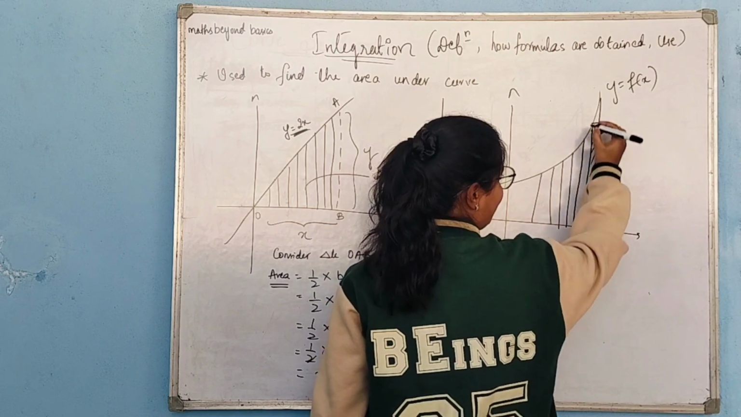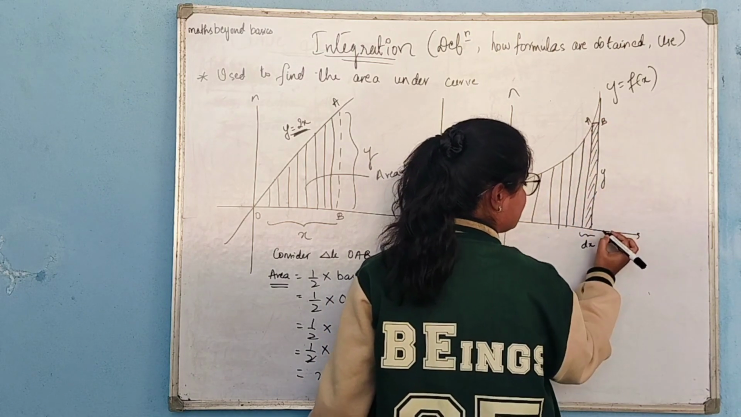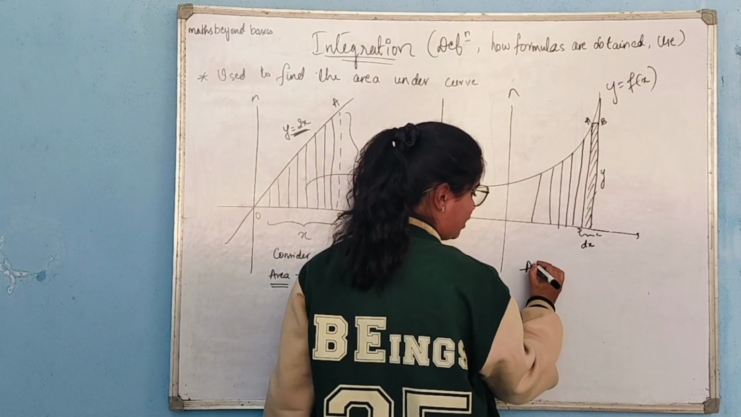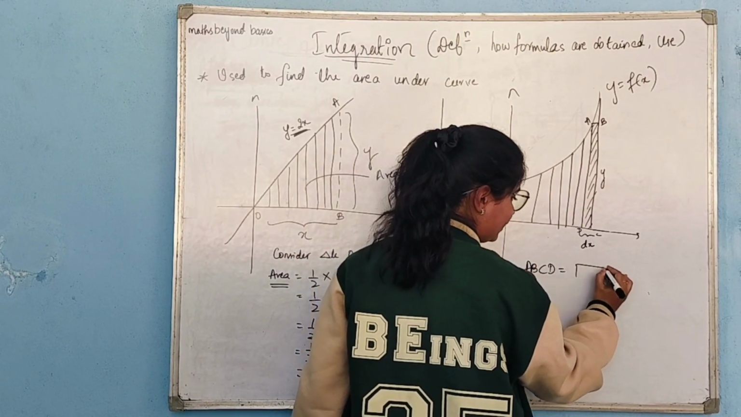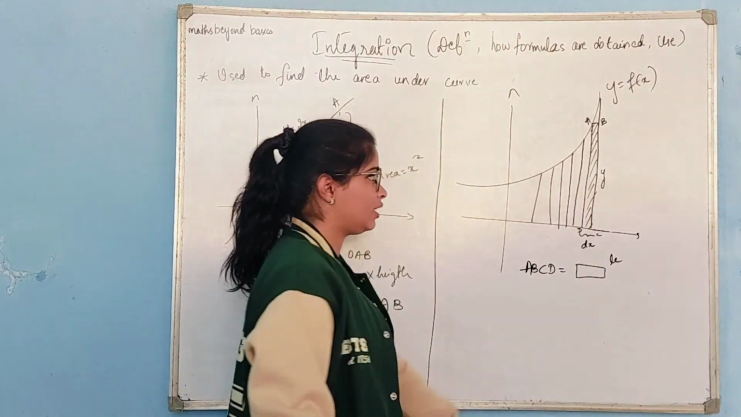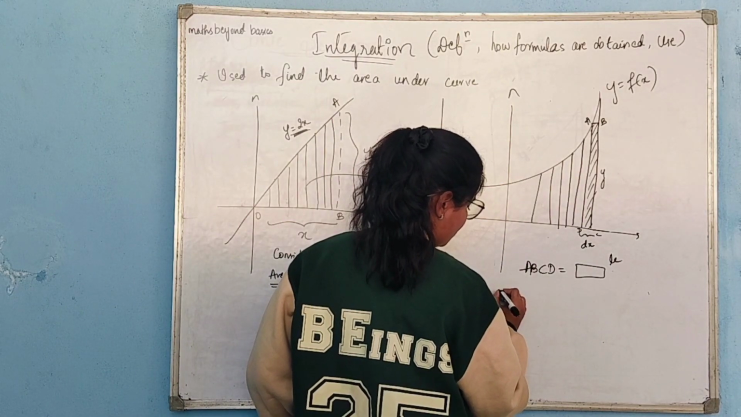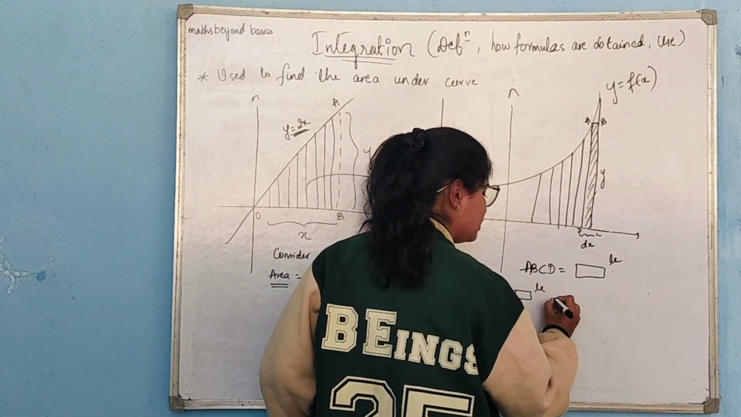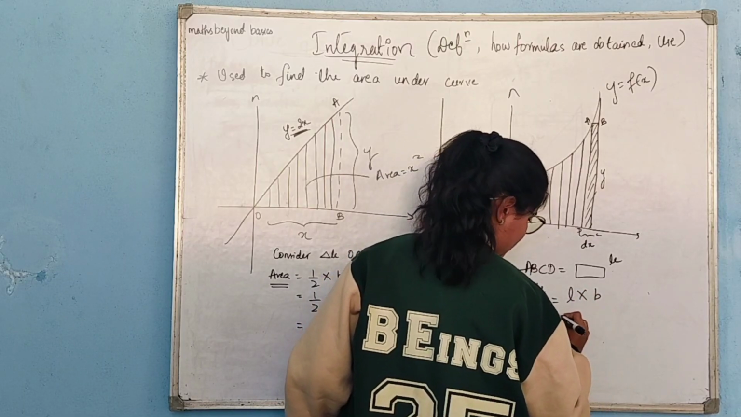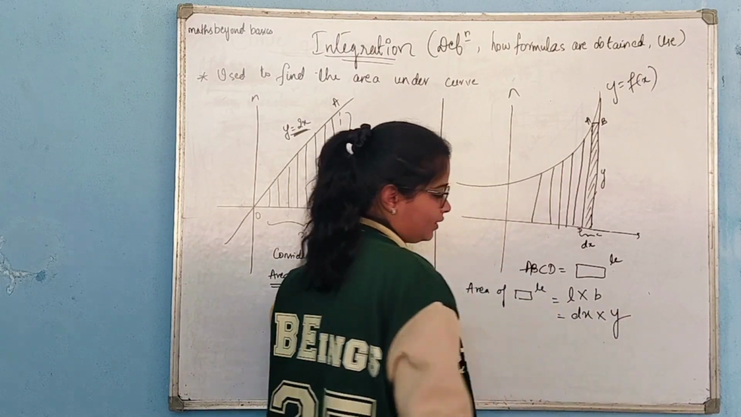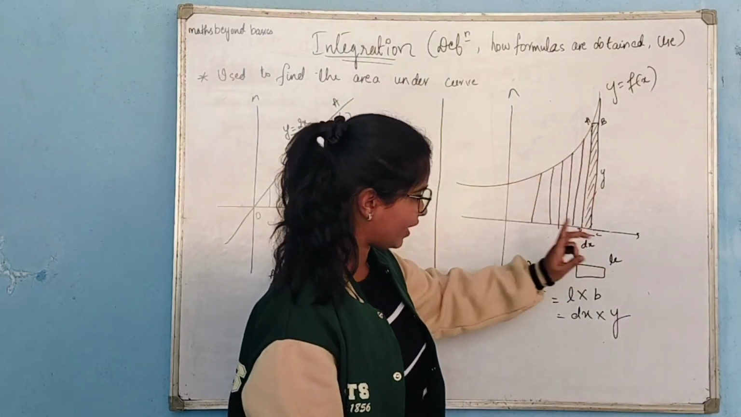And if I name this A, B, C and D, here ABCD is nothing but a rectangle. Yes or no? It is nothing but a rectangle. So now, the area of a rectangle is given as length into breadth. So the length is dx and the breadth is y. Right? The breadth is y.